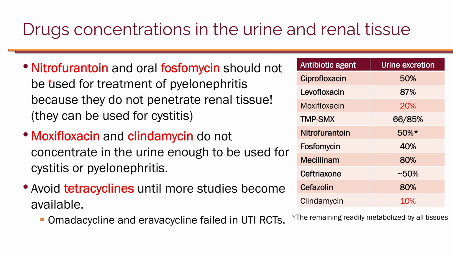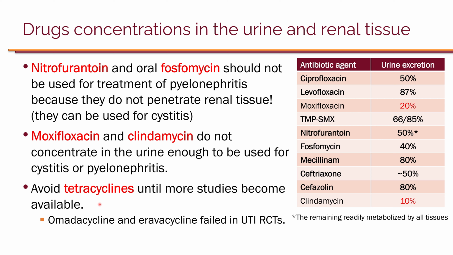Now it's important to consider that nitrofurantoin and oral phosphomycin should not be used for treatment of pyelonephritis because they do not penetrate renal tissue. So it doesn't matter how much of it gets to the urine, but because the kidney tissue is where the infection in pyelonephritis is, you should avoid them in pyelonephritis, but they're fine for cystitis alone. Moxifloxacin and clindamycin, as I showed you, have very poor concentrations in the urine, so they should not be used for cystitis or pyelonephritis. And lastly, you should avoid tetracyclines and tetracycline derivatives until more studies become available.